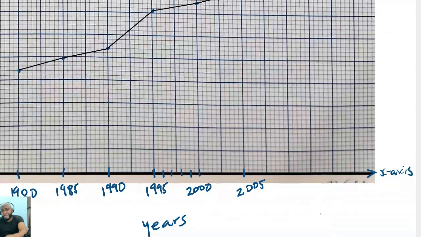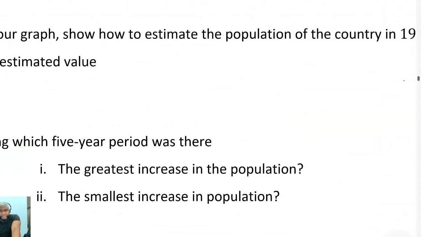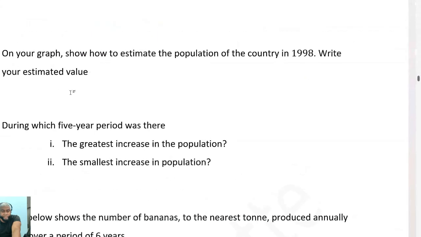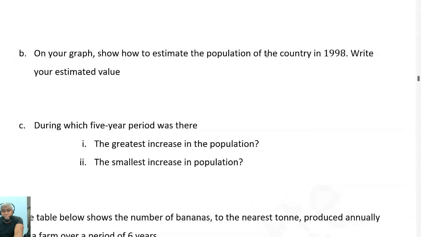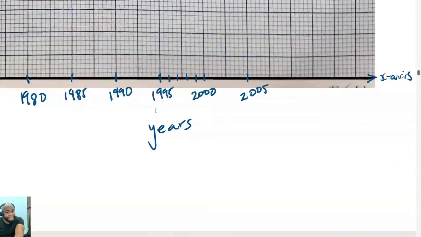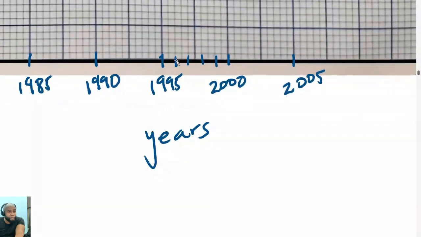Let's look at the question that CXC is asking us, right? Okay, scrolling back down. They said, using your graph, show how to estimate the population of the country in 1998. Write your estimated value, right? So once again, we have to locate 1998. Every two small boxes here will be 1 year. So this is 1995, 1996, 97, 98, 99, and then 2000, right? So 1998 is here. I'm going to write it in, right?